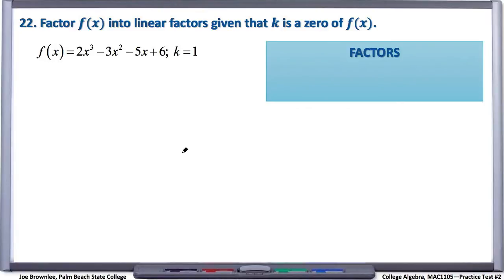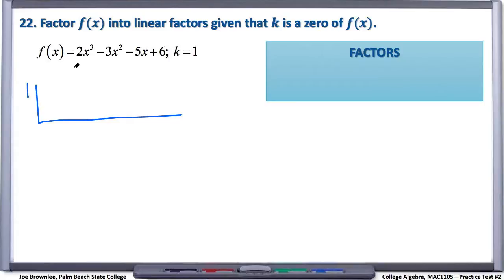Number 22, factor f of x into linear functions given that k is a 0 of f of x, and we're told f of x equals 2x cubed minus 3x squared minus 5x plus 6, and that k equals 1. Well, just like with number 21, we're going to start out using synthetic division, given that we've been given a 0 of this function. So we'll use positive 1 and perform synthetic division on f of x.